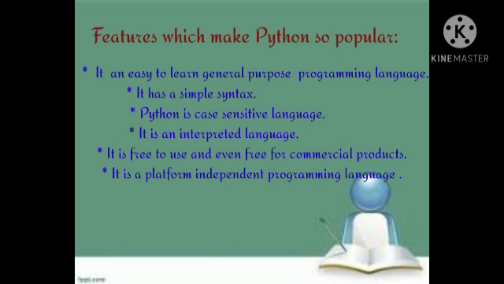Features of the Python programming language. This language is an easy to learn, general-purpose programming language. It has very easy syntax. It is case-sensitive, that is, capital letters and small letters are treated differently. It is an interpreted language. It is free to use, even for commercial products. Now, this is a language which is platform independent. That means it can be used on any machine and in any operating system.